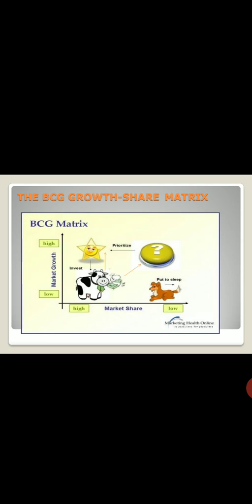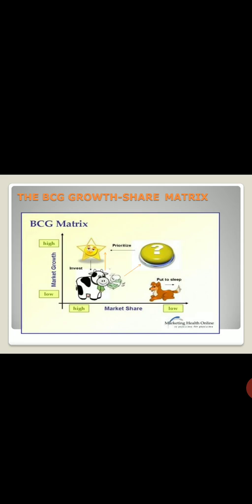Star is with high market growth as well as high market share. Here your company is really doing good with better profits, revenue and better opportunities. If your company is in the question mark stage, that means your market share is very low but your market growth rate is very high.